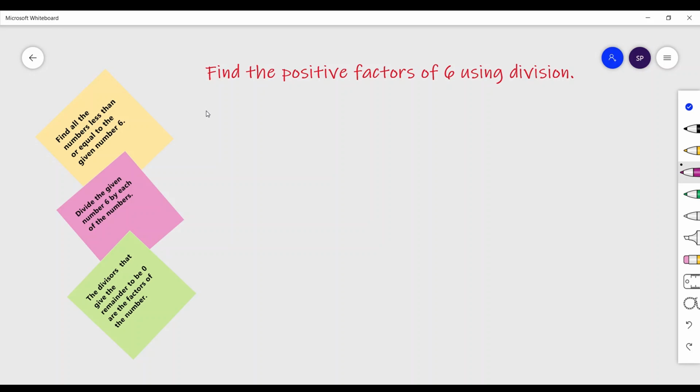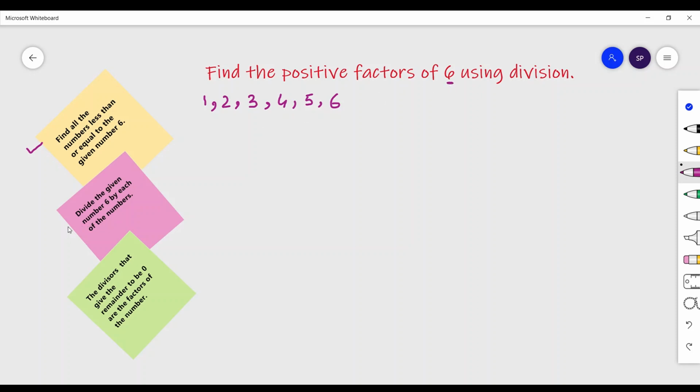Now we have to find the positive factors of 6 using division method. So first step is to find all the numbers less than or equal to the given number, that is 6. Here in this case 6. So less than or equal to 6 we have 1, 2, 3, 4, 5, 6. So there are 6 numbers which are equal to 6 or less than 6. So this step we have completed: find all the numbers less than or equal to the given number 6, because we are finding the factors of 6.